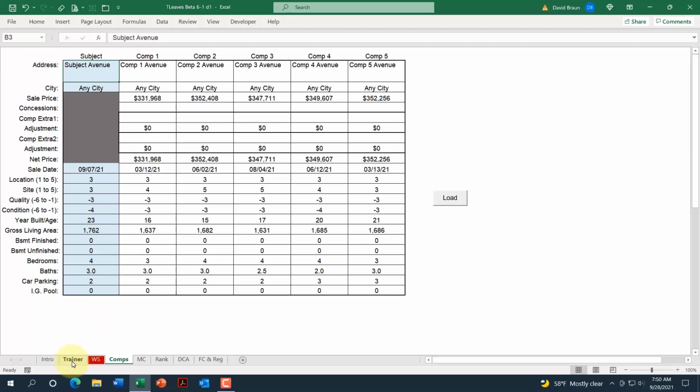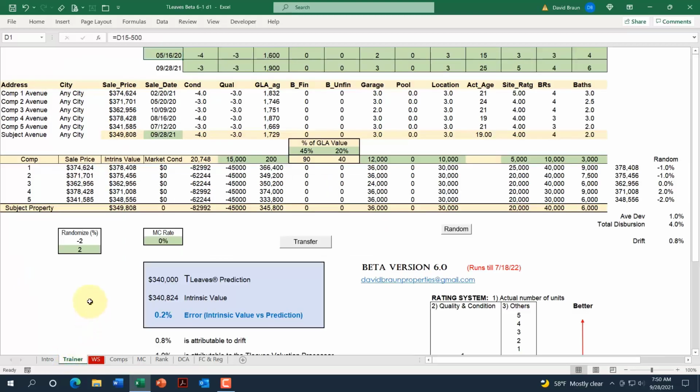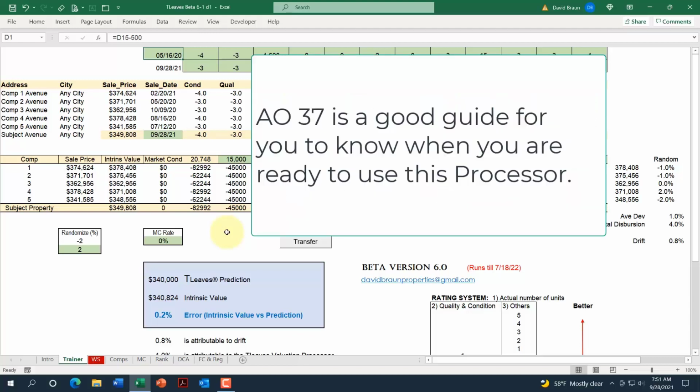The processor is very unique. It doesn't really fit any mold that exists today. One of the unique features is what I call a training module. It's designed to help you learn to use the processor, but it also will help you improve your understanding of analysis in general. Now, the use of this will allow you to meet the USPAP's Advisory Opinion 37. And if you're going to use something like this, which is a valuation processor that does a lot of work for you, you should understand the Advisory Opinion 37.